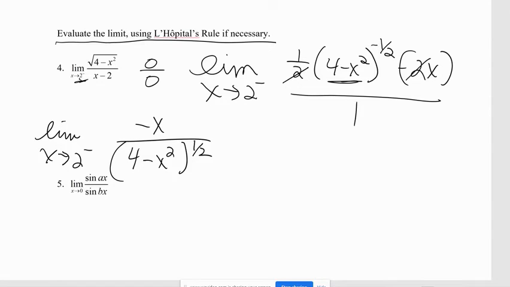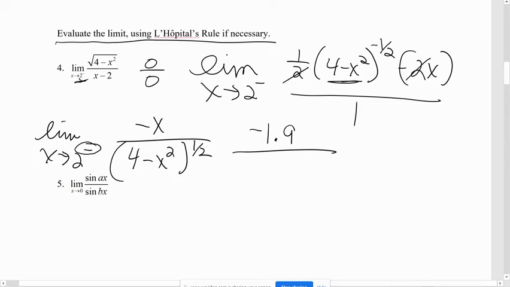All right, so we're kind of stuck here. But if you remember, when we were approaching from the left or the right, we could substitute something in that was close to it on the left side or the right side. So since we're approaching from the left, I would plug in 1.9. So the top would give me negative 1.9.